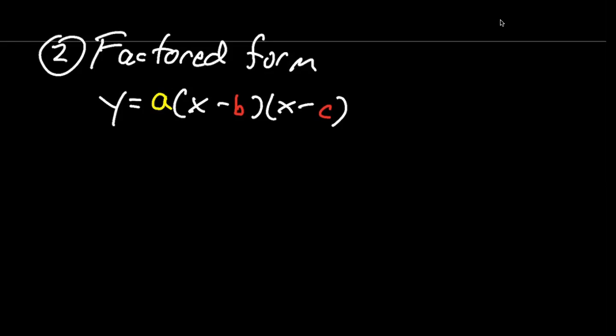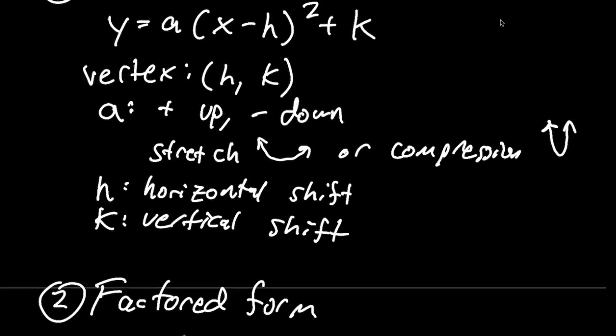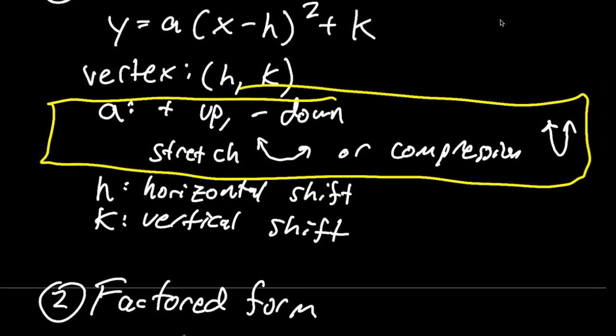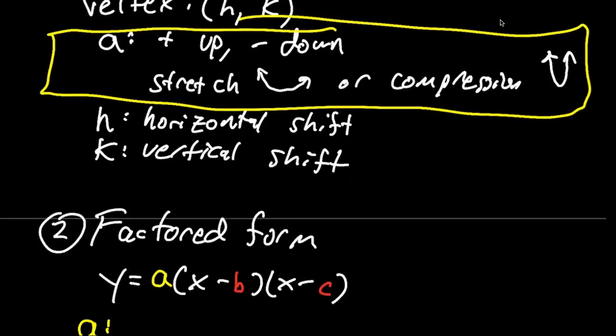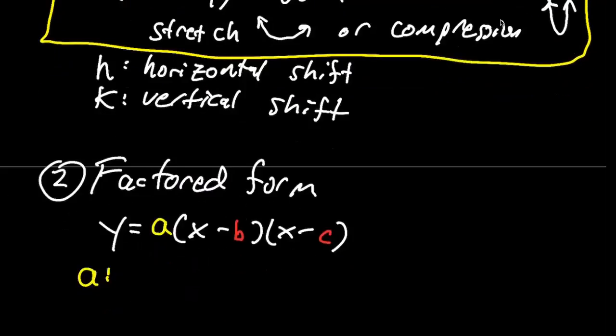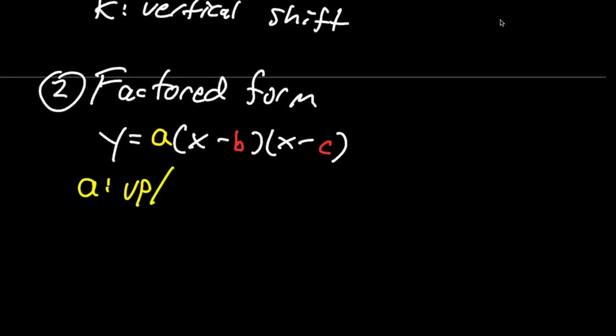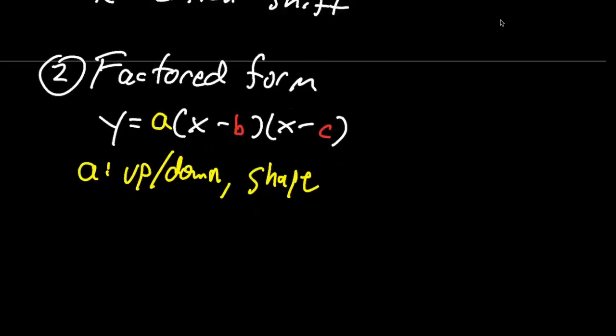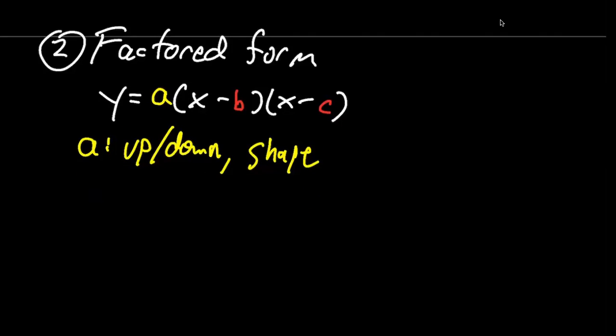Factored form gives us a few pieces of information. Again, a tells us the exact same information as we had before, facing up, facing down, or a stretch or compression. So up or down, and then looking at the shape of our graph. Our other 2 values, b and c, are the x-intercepts of our graph.